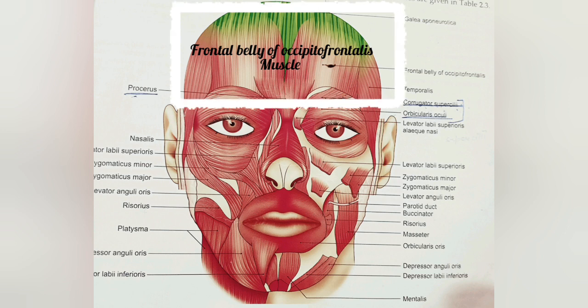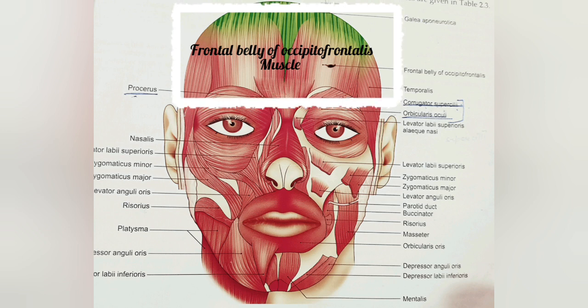So the occipital bellies are small and separate, and each arises from the lateral 2/3 portion of the superior nuchal lines. So the superior nuchal lines on the posterior occipital bone, from the lateral 2/3 portion of those, these both occipital bellies arise.